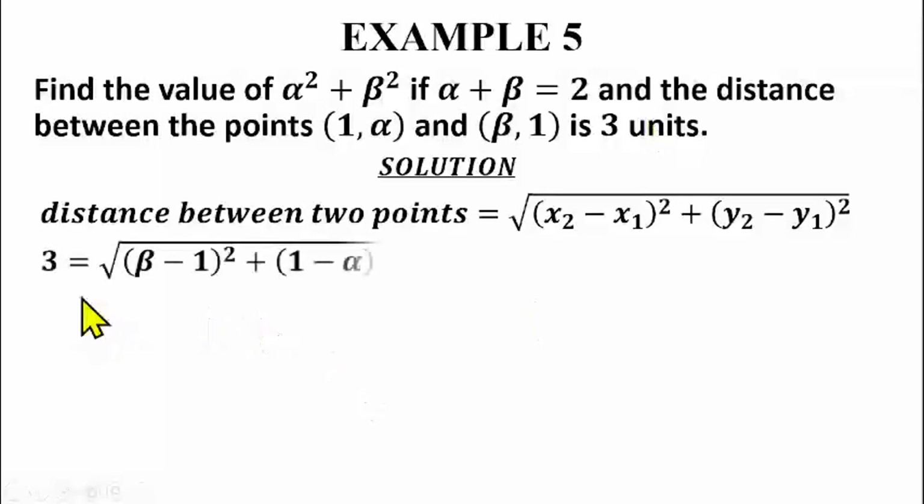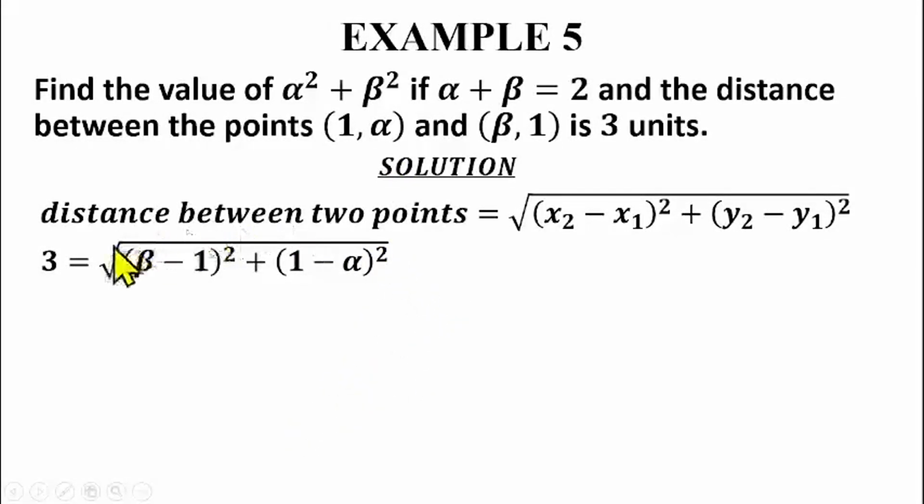So we'll be having 3 is equal to the square root of, our x2 is beta, so you have beta minus our x1, which is 1. So you have (beta minus 1) squared plus our y2, which is 1, minus our y1, which is alpha. Our y2 is 1 and our y1 is alpha. So you have (1 minus alpha) squared. Do we understand that? What can we do from there?